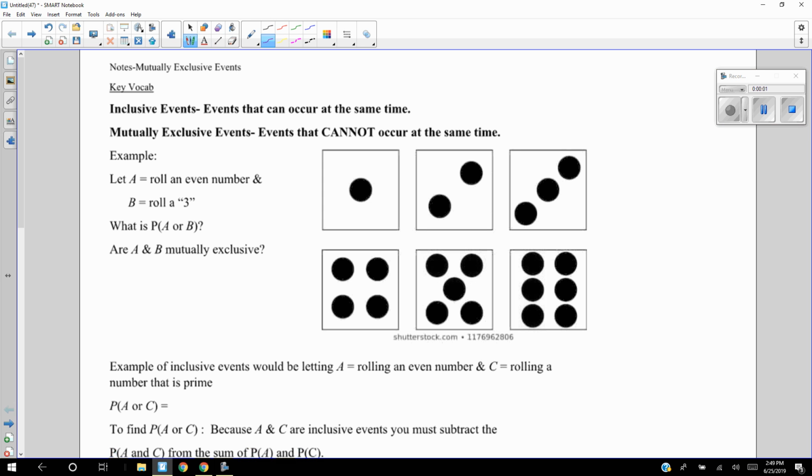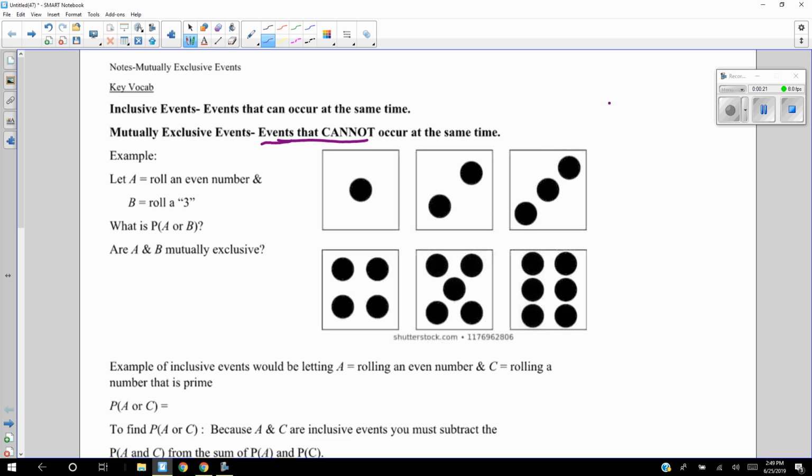All right, in this video, we're going to talk about inclusive and mutually exclusive events. So let's start with an example of mutually exclusive events, which, as you can see, are events that cannot occur at the same time.